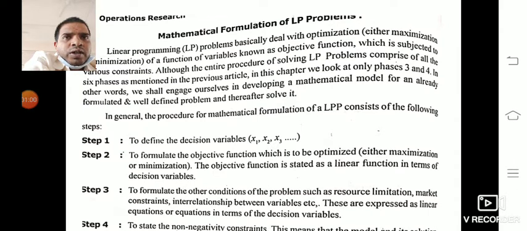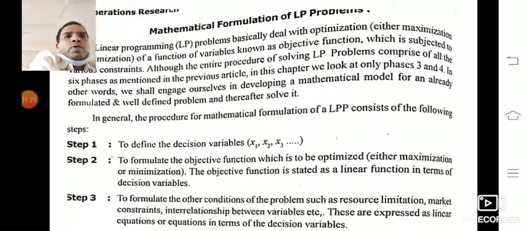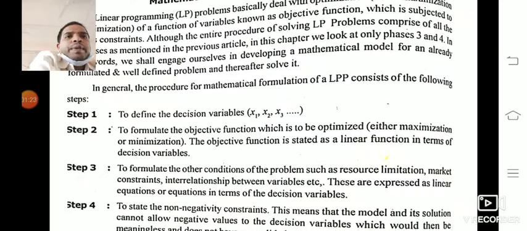What we discussed in the previous video lecture, those 6 phases, you need to follow here to formulate the LPP problem. After formulating the LPP problem, we need to go for solving the LPP by using the graphical method. Here are the steps we need to follow to formulate the LPP problem.